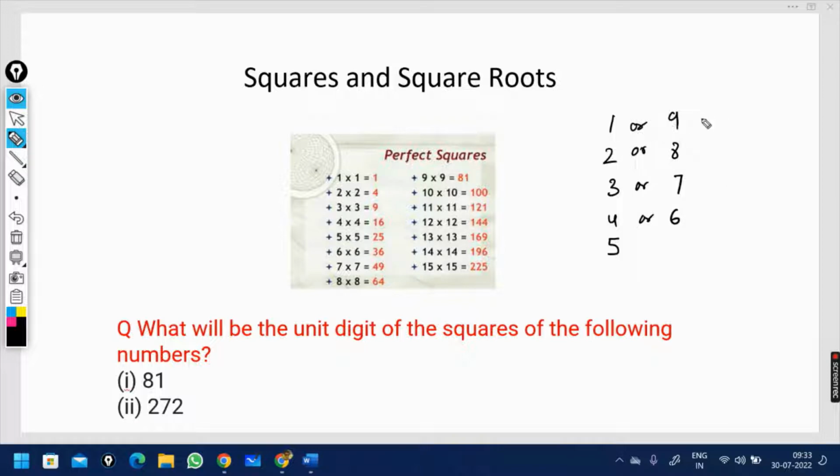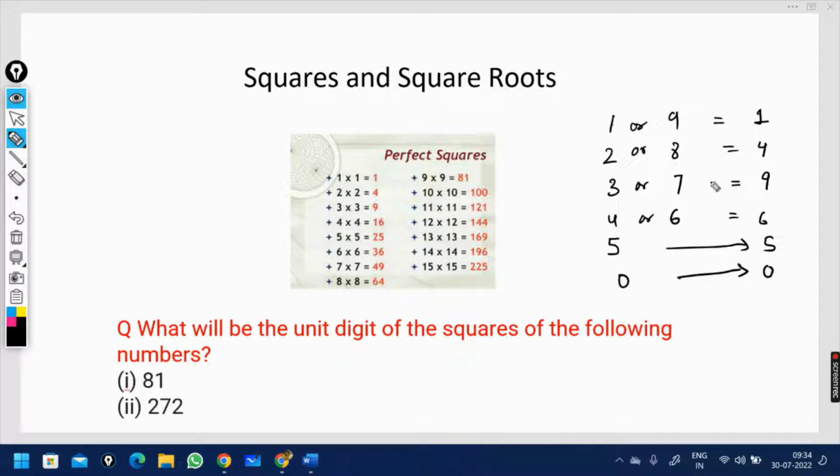Okay, so now if you have any number ending with 1 or 9, it always ends with 1. If you have any number ending with 2 or 8, it always ends with 4. If you have any number ending with 3 or 7, it always ends with 9. If you have any number ending with 4 or 6, it always ends with 6. And then the last one is 5, always ends with 5, and 0 always ends with 0.